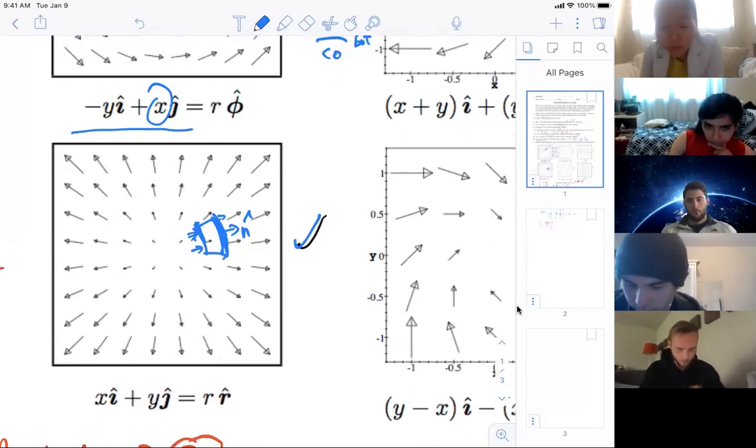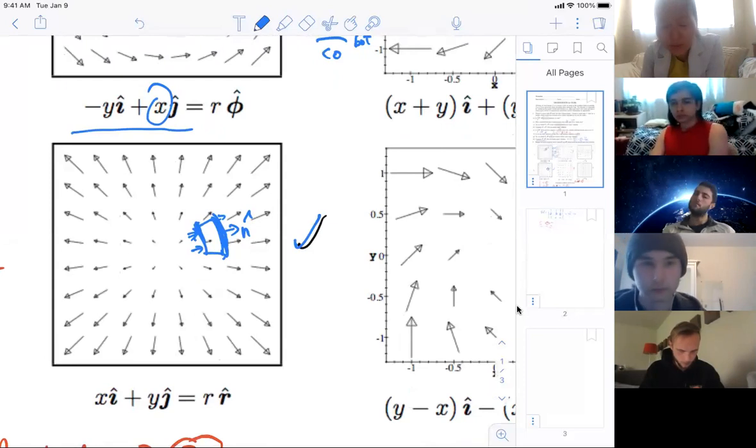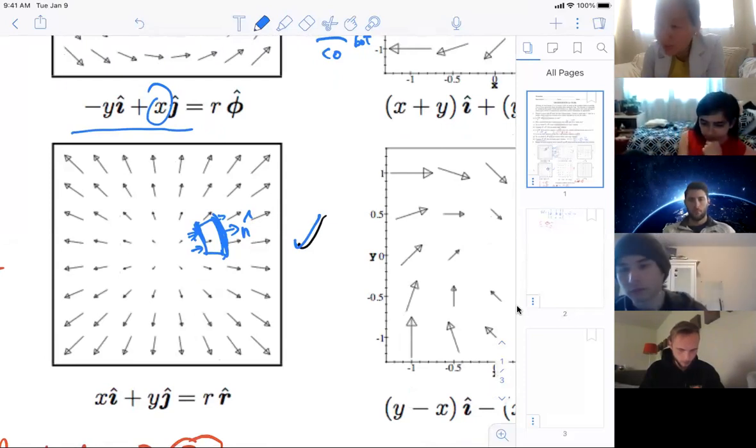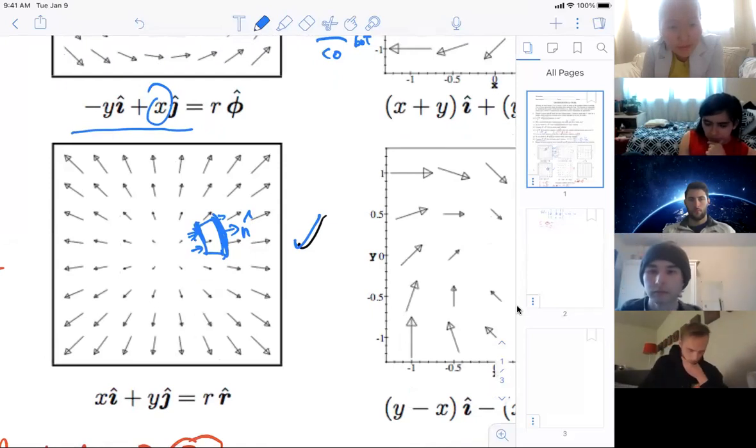So, intuitively, conceptually, what do you think about this field? Does this field have a non-zero divergence or zero divergence? Non-zero? A non-zero divergence, and why would that be? Because it's radiating outward from the center.